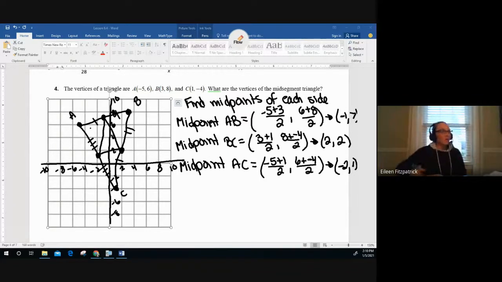Okay, so as I said, if you don't have graph paper, you definitely want to use the midpoint formula. If you do have graph paper, another fast way of figuring out where the midpoint is: count your rise and your run, and then just do half of the rise and half of the run, and you'll end up at the midpoint as well.